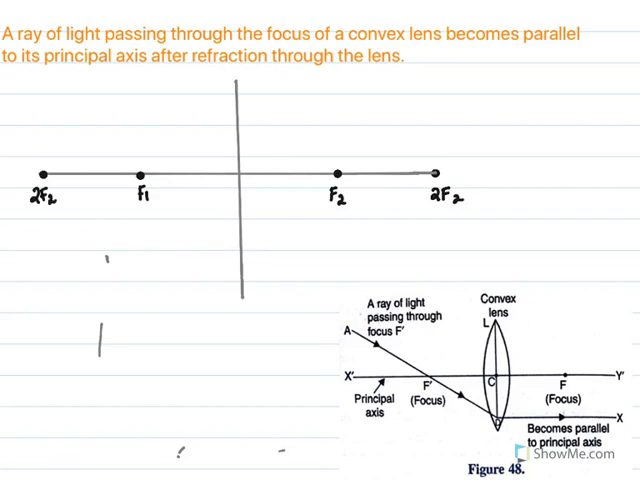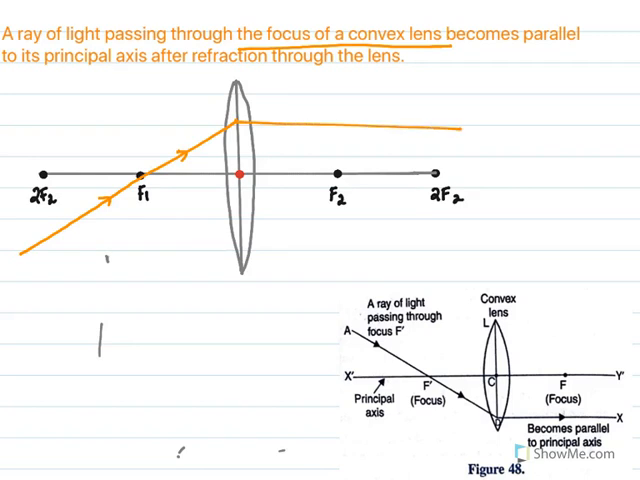Now draw your lens. Draw a thin lens. This is your convex lens. This is the optical center, the central point. Now in this we are going to take a ray of light passing through the focus of the convex lens. So a ray of light that goes through the focus like this, after refraction, it will go parallel.